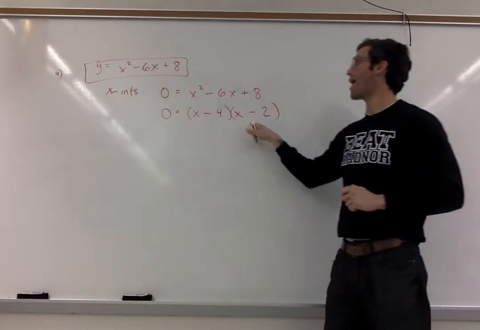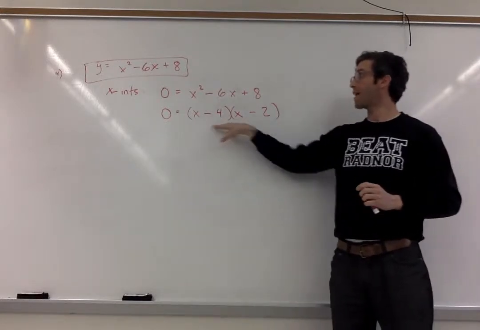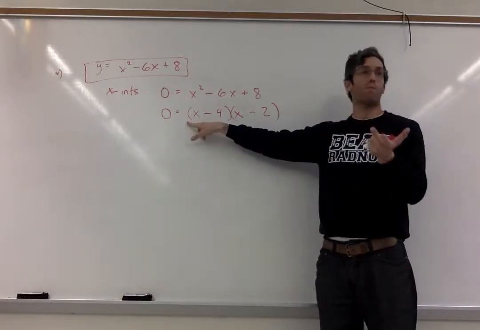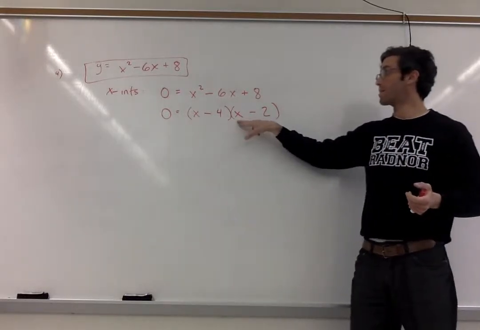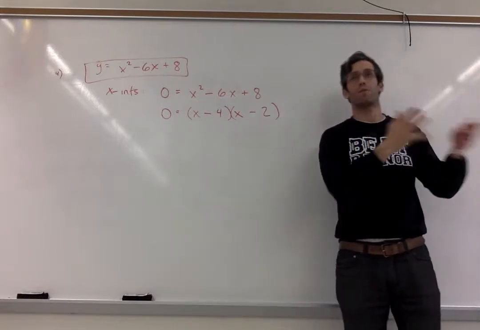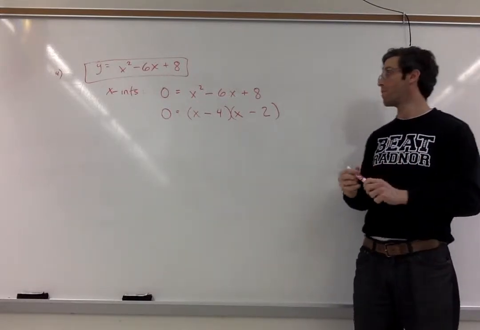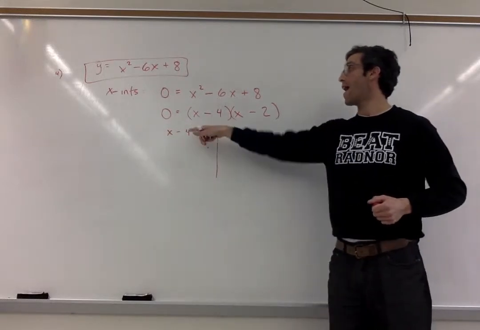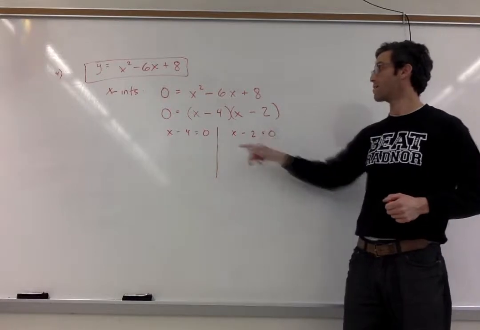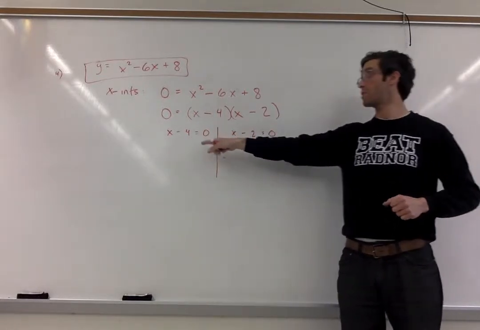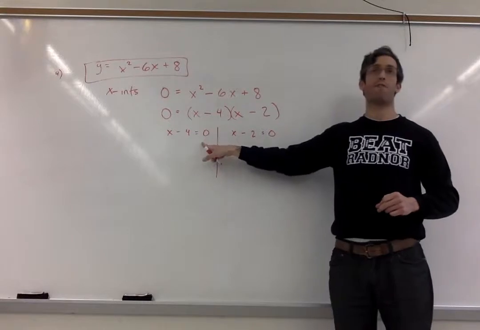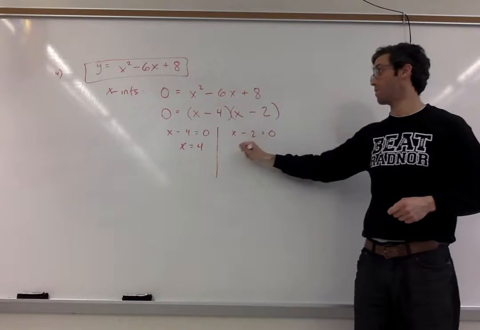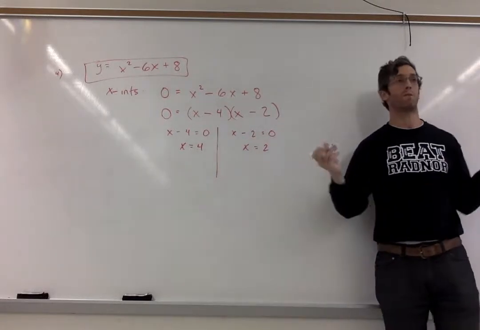Once you know the two factors, if this factor times that factor equals 0, then one of them has got to be 0. If a times b equals 0, then either a is 0 or b is 0. You don't need to show this work, but if you want to, you would set each factor equal to 0 and solve those little equations. What would you do to both sides to solve for x? Add 4, and for this one, add 2. These are our x-intercepts, and we're done.